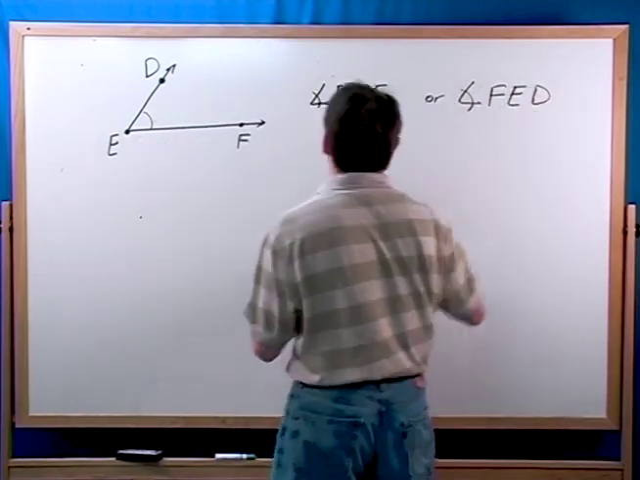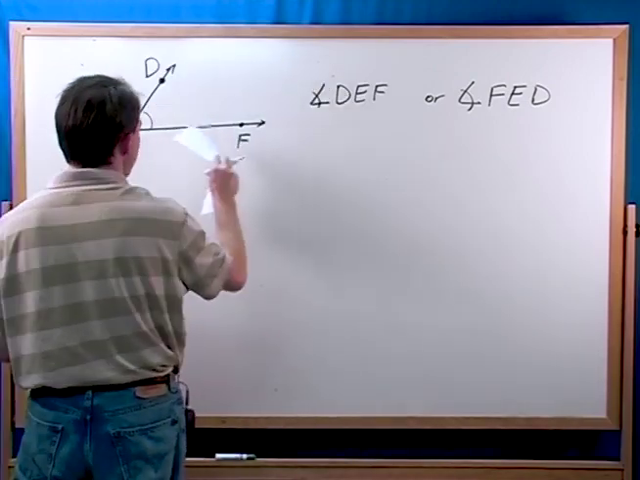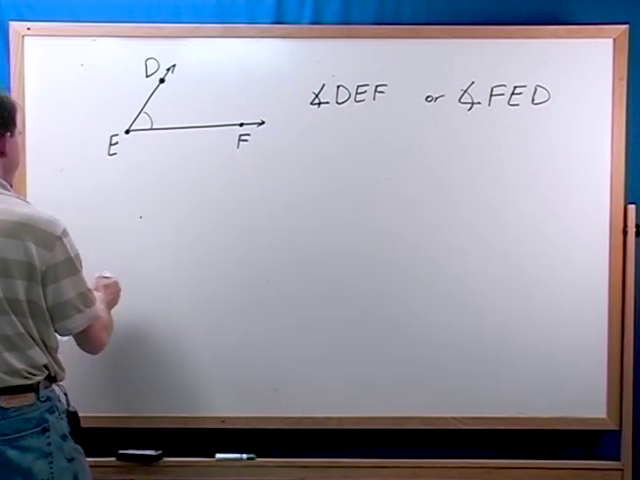Okay? So you just go around the edges like this. D, E, F, F, E, D. As long as E is in the middle, you're okay.